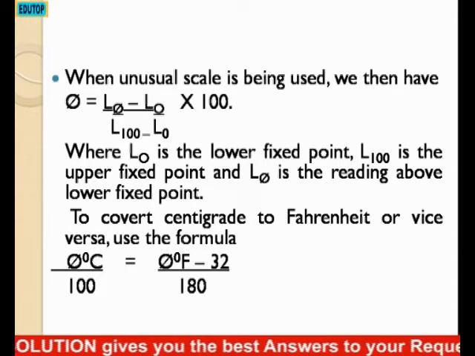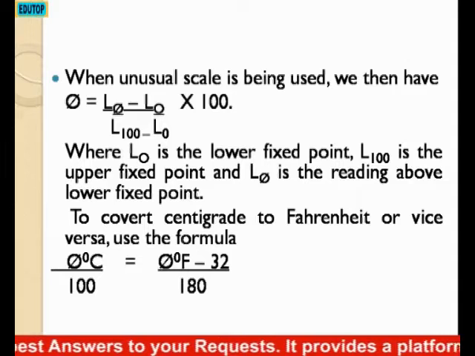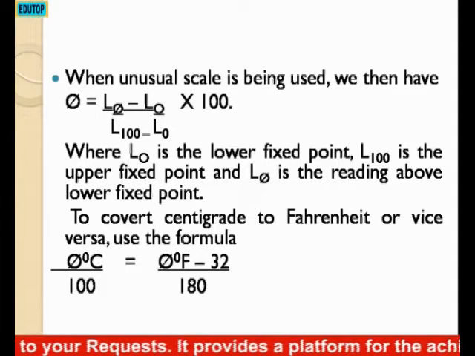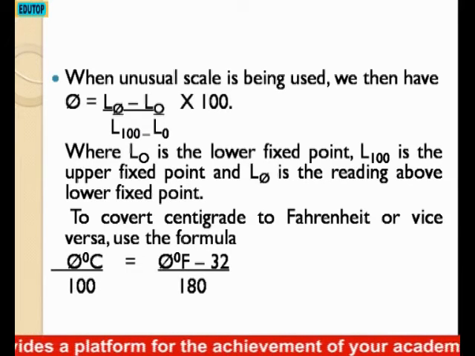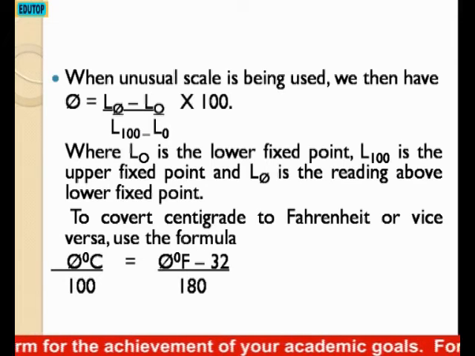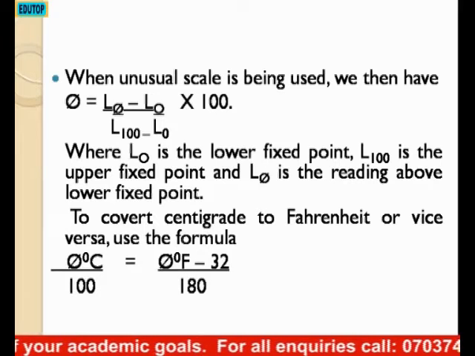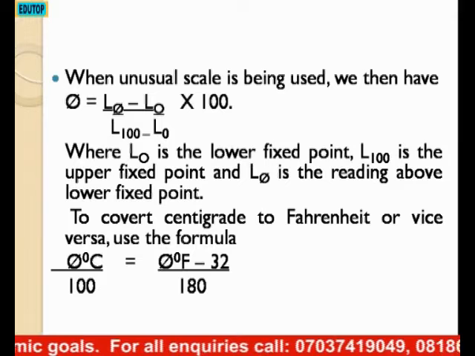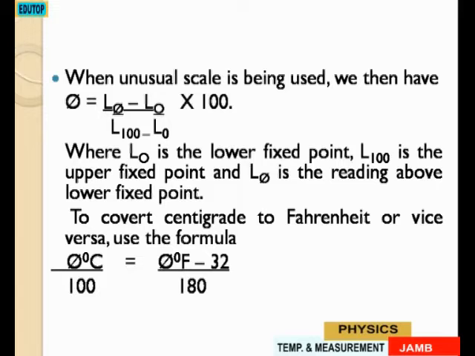I will tell you what each value is standing for. This formula is very important in our calculation. This is when your unusual scale is given to you, and you have to calculate the particular value that the thermometer read. Use this formula. Okay? Where L naught is the lower fixed point. What about your L100? The L100 is the upper fixed point. L theta is the reading above the lower fixed point.